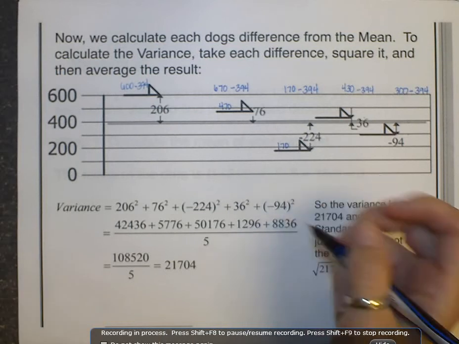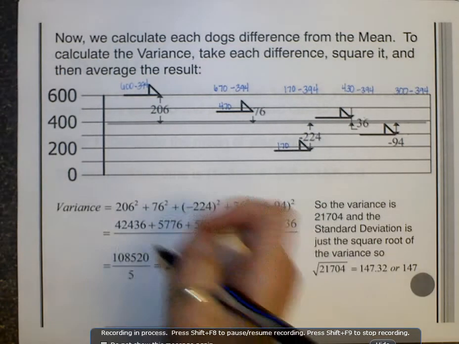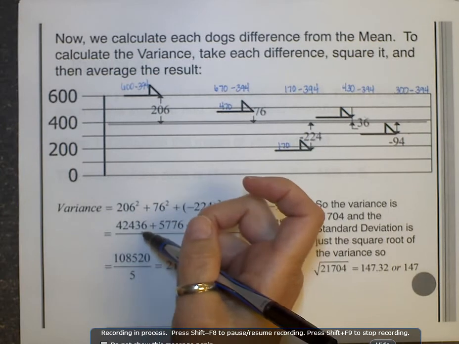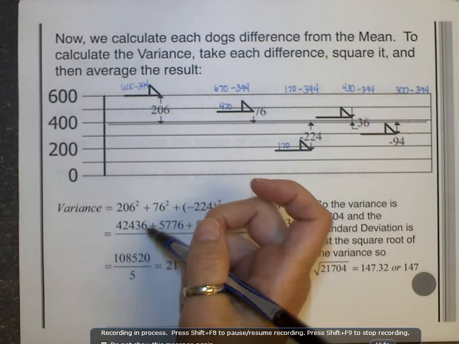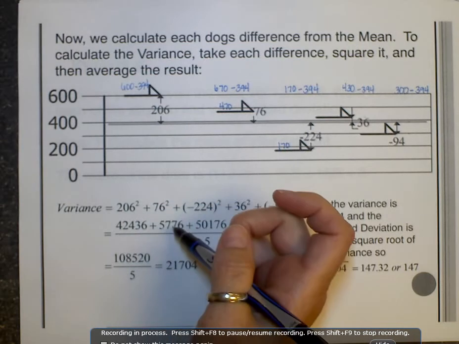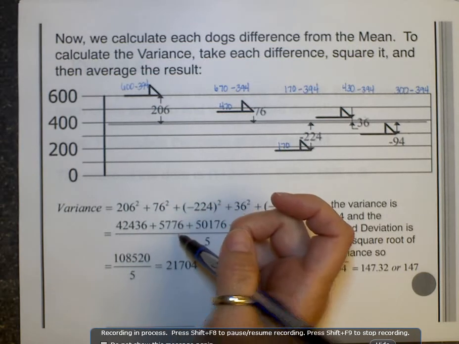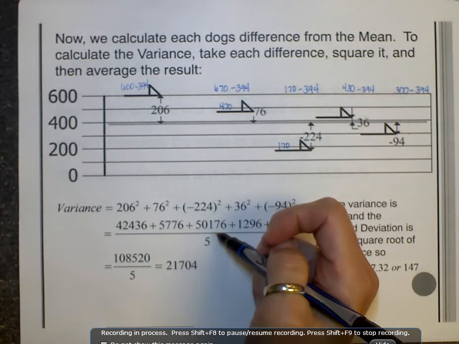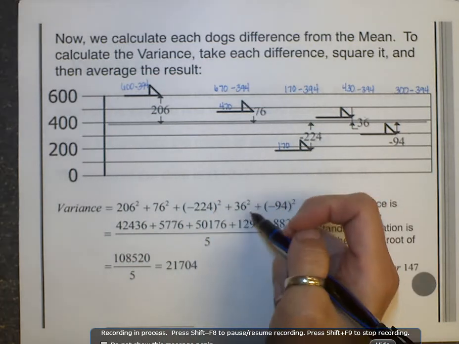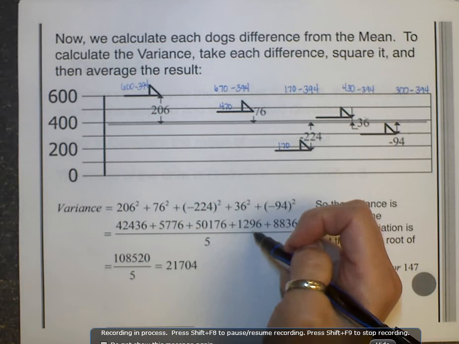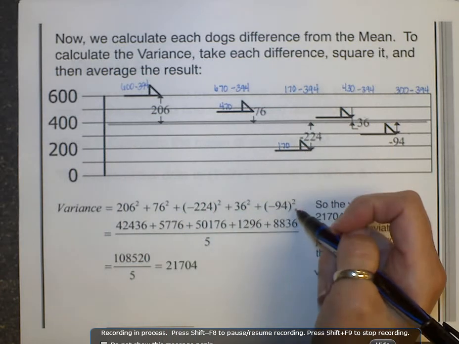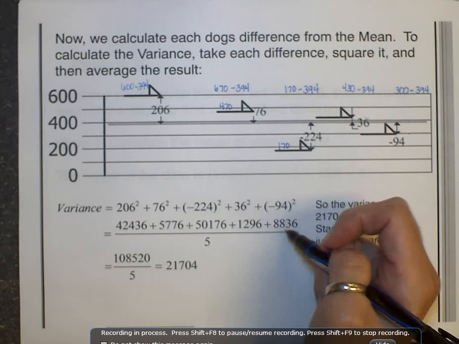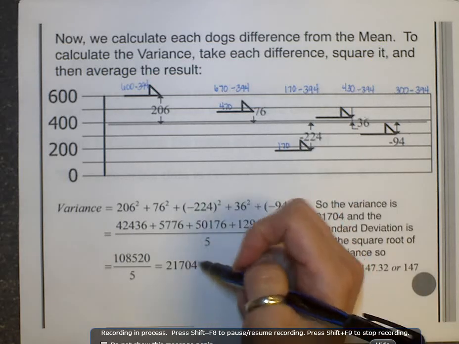So what does this mean? Well, we square each number. 206 squared is 42,436. 76 squared is 5,776. Negative 224 squared is 50,176. 36 squared is 1,296. And negative 94 squared is 8,836. Like our other mean, we now divide by 5.